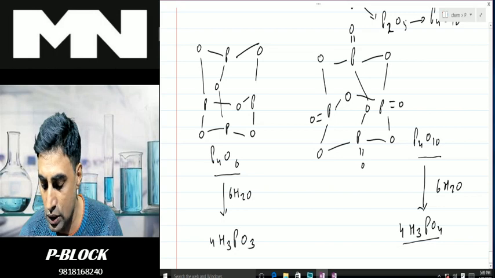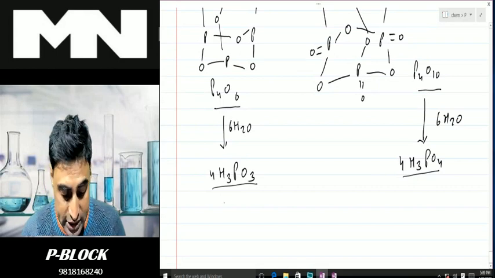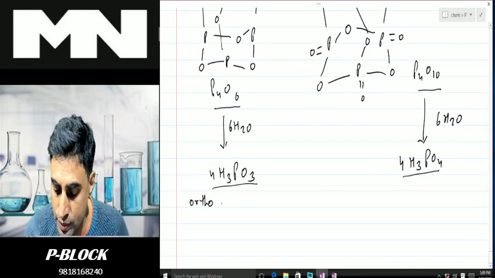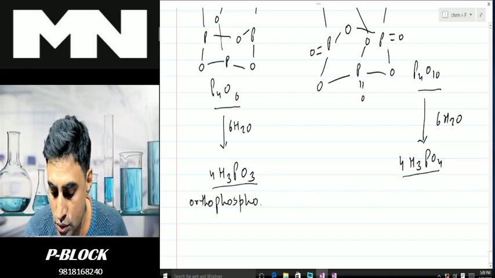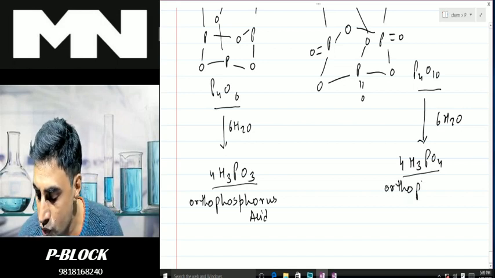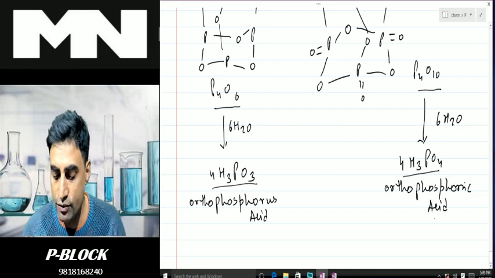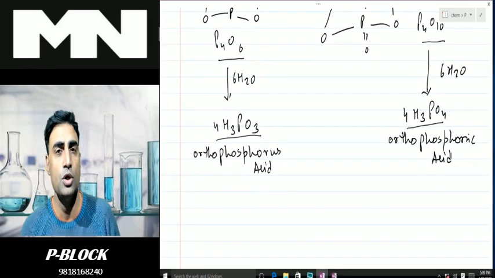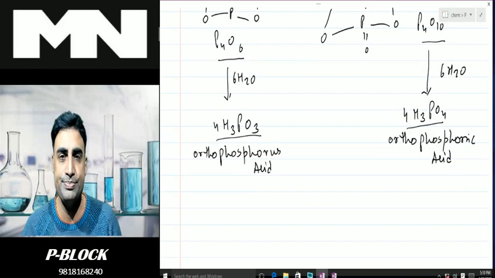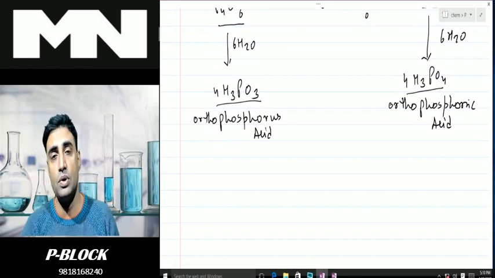So these are the two classes of very common oxoacids exhibited by phosphorus. This one is phosphorus acid, that is orthophosphorus acid. Whereas this one is orthophosphoric acid. So we have orthophosphorus acid and orthophosphoric acid. Now we'll be talking about the oxoacids of phosphorus, their structure, their acidic character. Now let's have a look at the structure of these oxoacids.